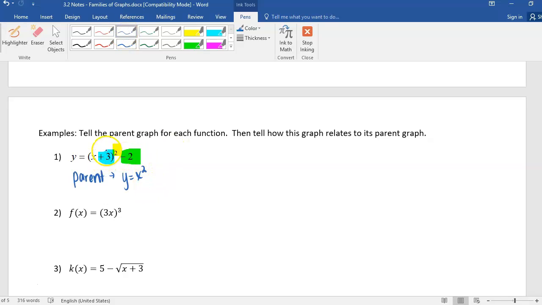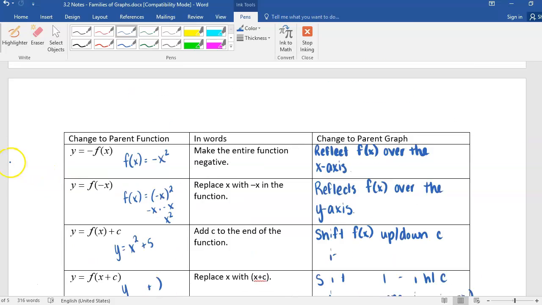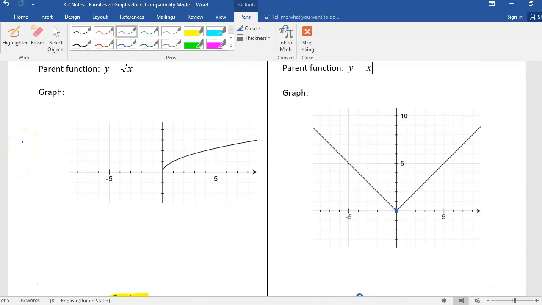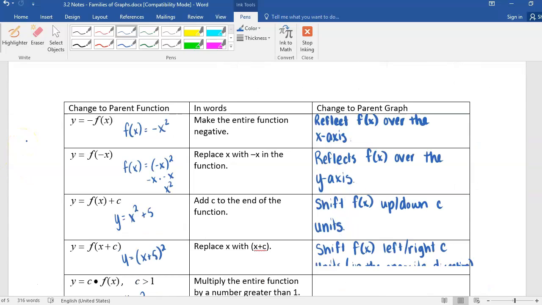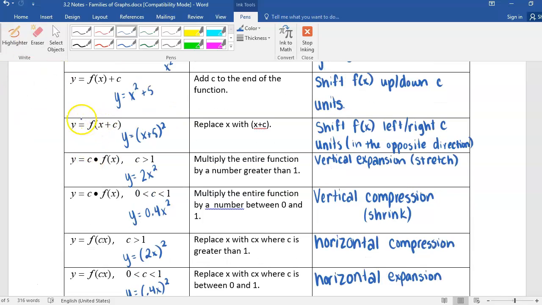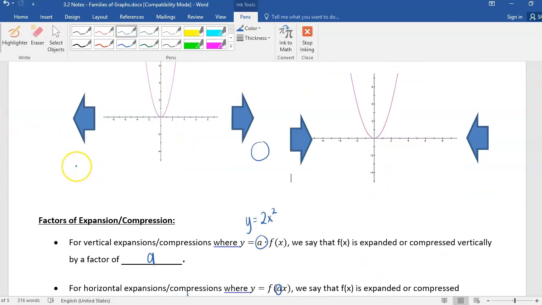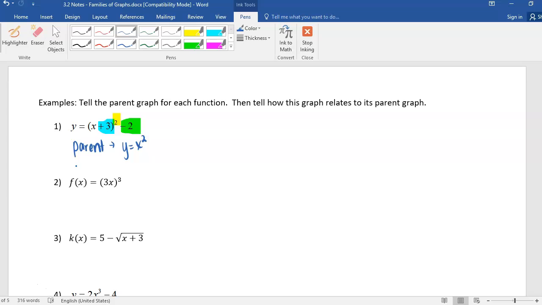When I have a +3 on the inside, if you're adding or subtracting on the inside, if you look back at that chart, that's this one right here. You're adding C on the inside of the parentheses. That moves the graph left or right, and since it's on the inside, it goes the opposite direction. So a +3 is going to move the graph to the left 3.